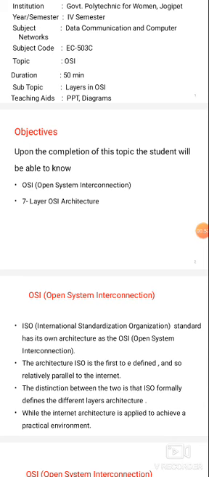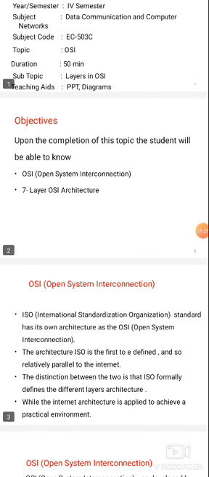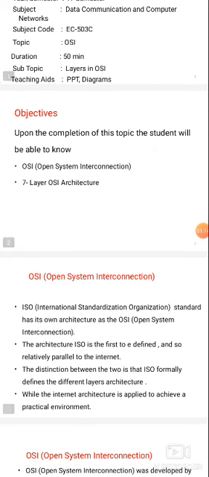Simplex is nothing but data communication in only one direction. Half duplex is nothing but data communication from sender to receiver and next receiver to sender. And full duplex is nothing but data transmission in both directions simultaneously, means sender to receiver and, at the same time, receiver to sender. The best example of full duplex communication is mobile communication.